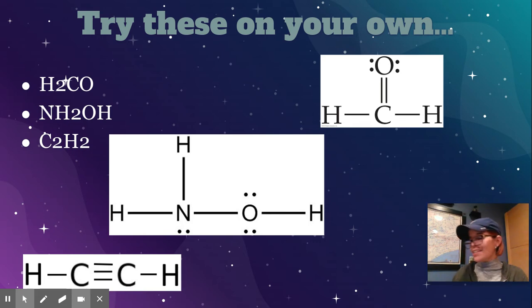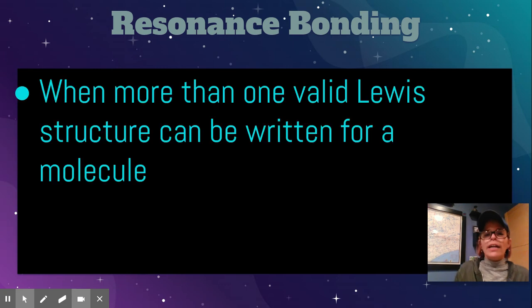Like you've been seeing, it is a trial and error process. Try, make some diagrams, screw around with it, see what you can do. Let me know if you're totally stuck on one, and I can post answers and that kind of thing to your homework tonight. All right, another thing about Lewis dot structures is called resonance bonding.